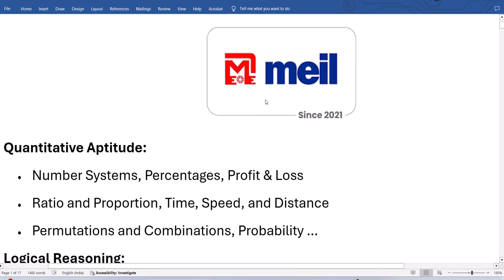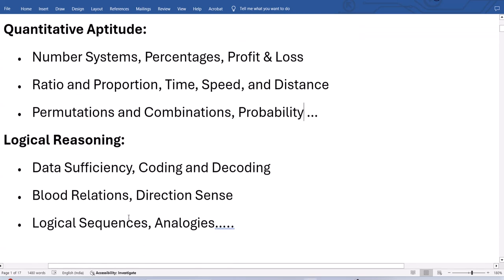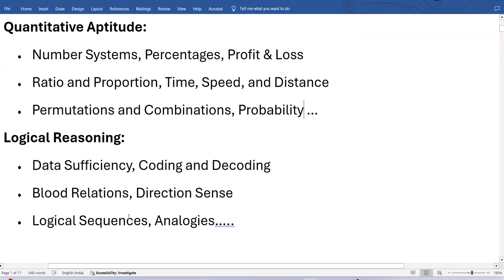In the test pattern, the first round has quant, reasoning, verbal, and department-oriented questions. They'll also ask technical related questions as well. But in quant, these topics are majorly required. You need to focus. And in reasoning, these are the topics which we need to focus on. Now we'll see questions related to these topics in today's session.